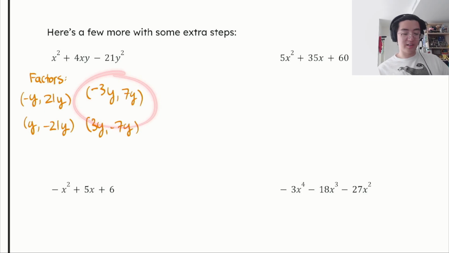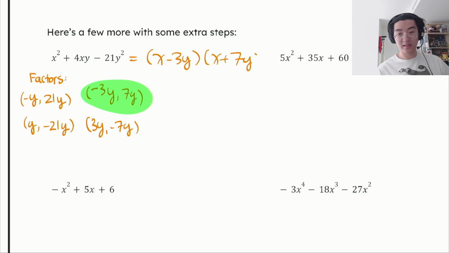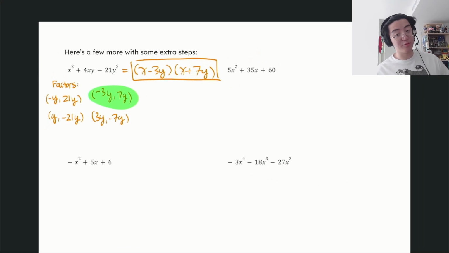Alright, so it's this one right here because it's positive 4xy. Or positive 4. So we got x minus 3y, x plus 7y. Alright, so I guess this is less so extra steps, but more so just something you have to recognize. Okay, how about here?